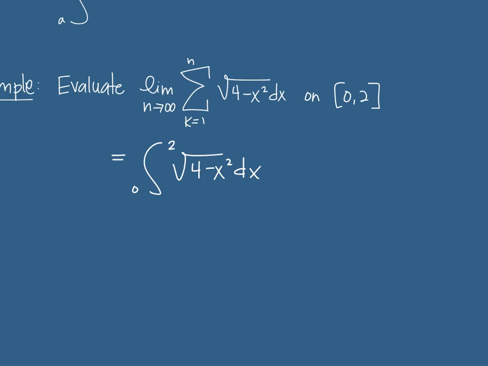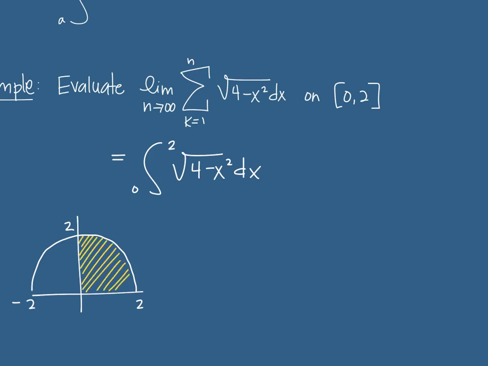What does the square root of 4 minus x squared look like? It's the top half of a semicircle. Okay, it's the top half of a semicircle. So the function itself looks like this, with a radius of how much? 2. My bounds are limiting me to 0 to 2. So this is just a simple geometry problem. This is a quarter circle.